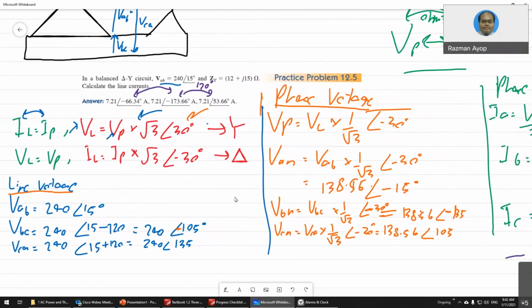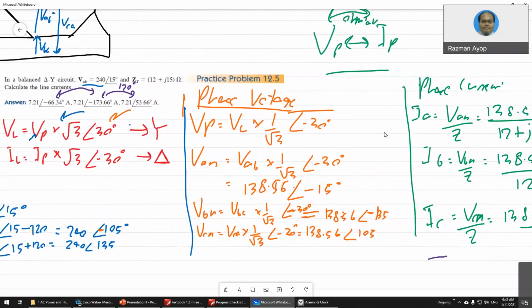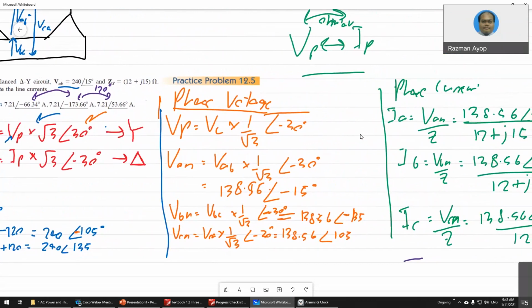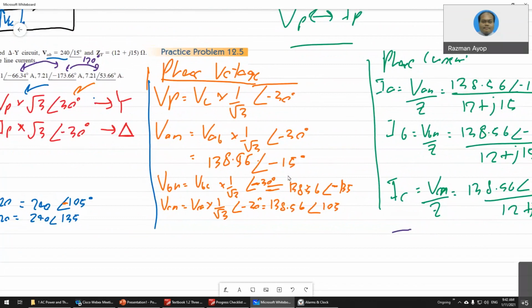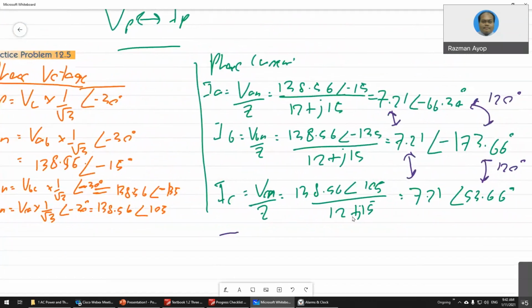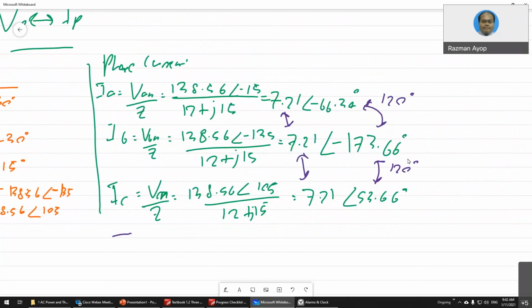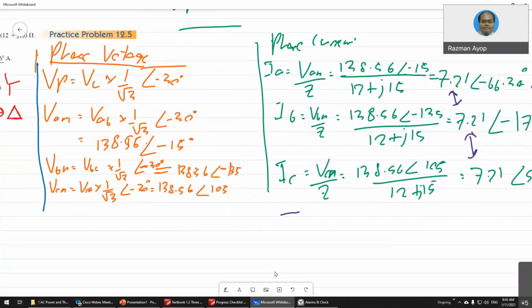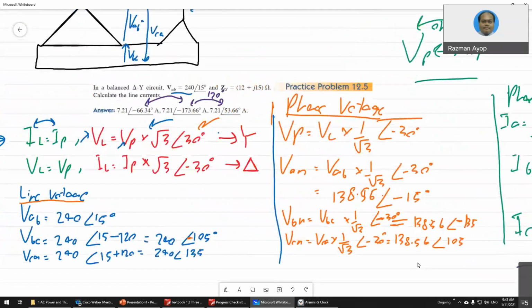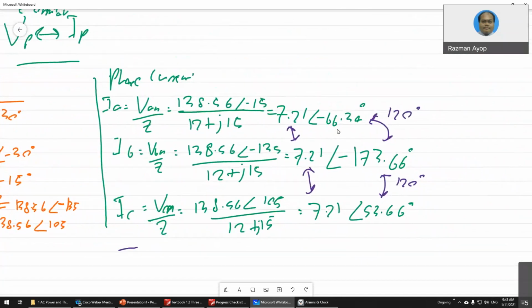Okay, what is the problem? Can you spot the problem? This one I don't know what the problem is. For your test or final, make sure that the difference between the angles is 120 for a balanced load. This is how you can know whether your answer is correct or not.